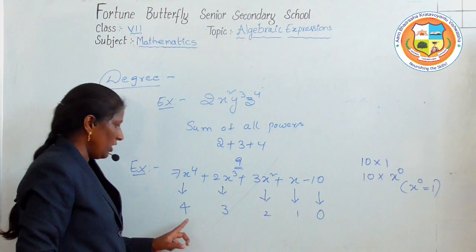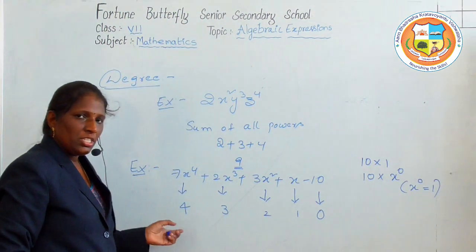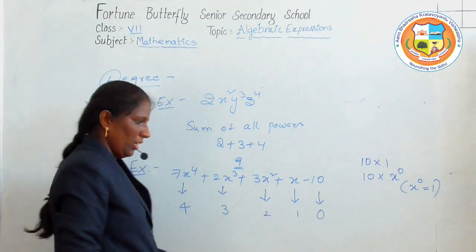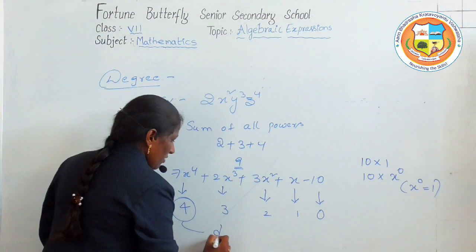Now observe here: 4, 3, 2, 1 and 0 are the powers. In these given terms, what is the highest power? The highest power is 4. That's why 4 is the degree of this expression.